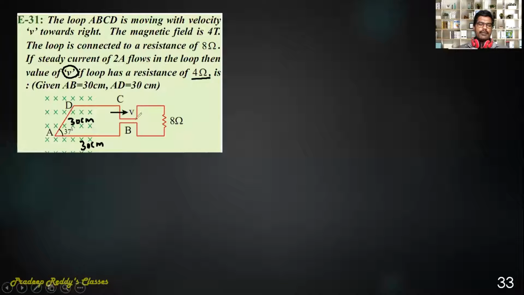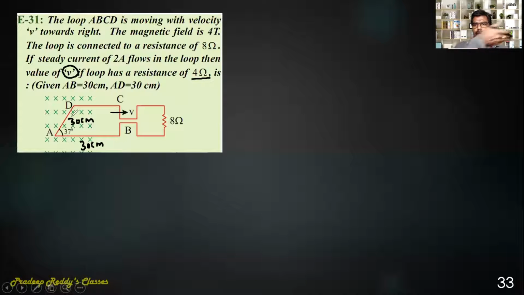Students, there is a circuit here where you have got some resistance of 8 ohm, and the resistance of this total loop is 4 ohm, and current in the circuit is 2 ampere. AB length and AD length is also given. It is 30 centimeter. Now you are supposed to find out velocity V.